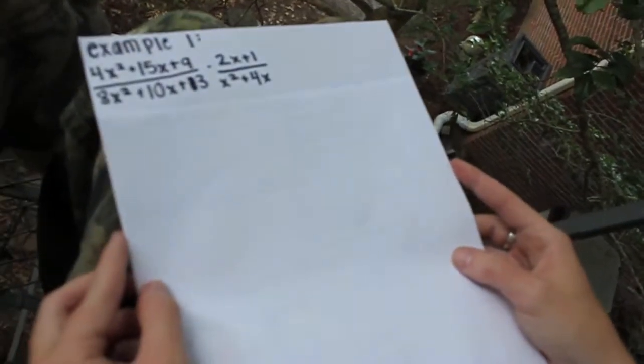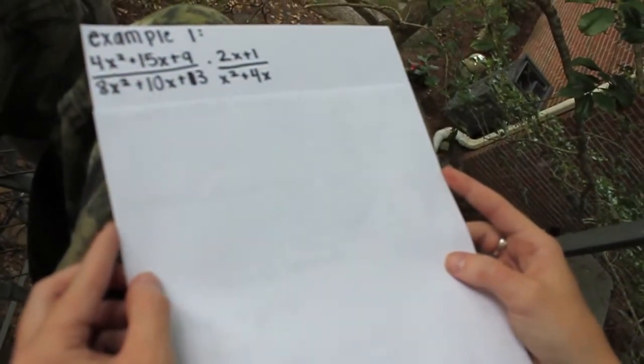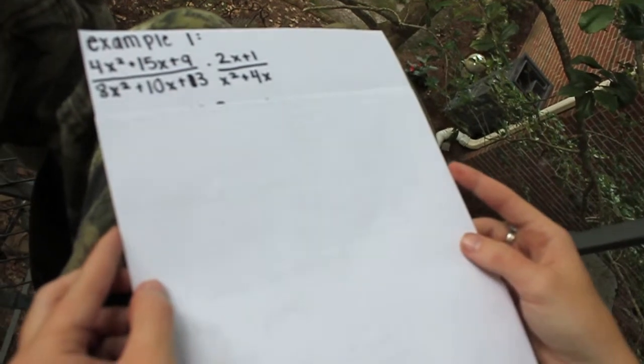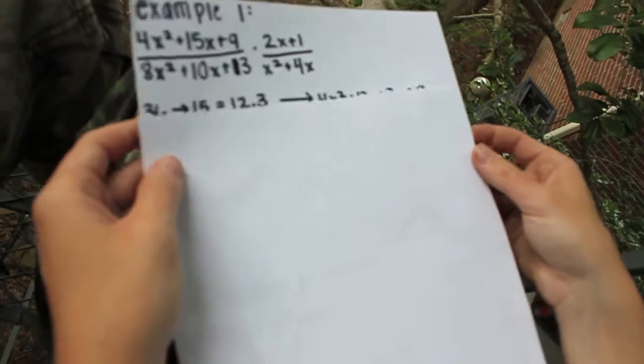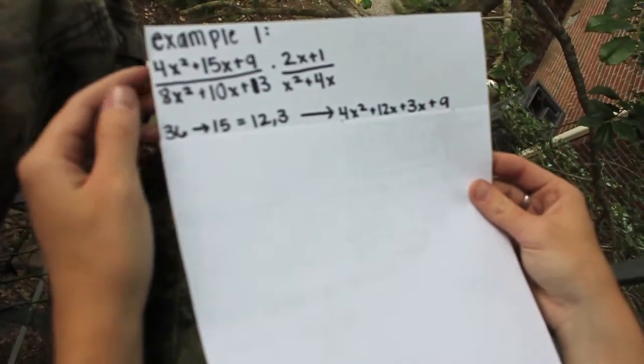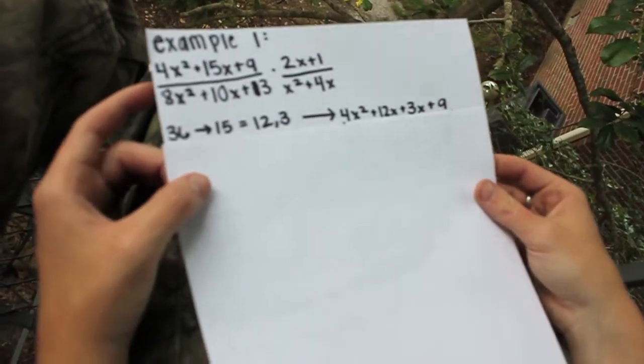Alright folks, let's get her done. So our original problem is given right here. Let's start. The first step is we're going to just break it down piece by piece, so that way it'll be a little bit easier. Let's start with the top term. 4x squared plus 15x plus 9.